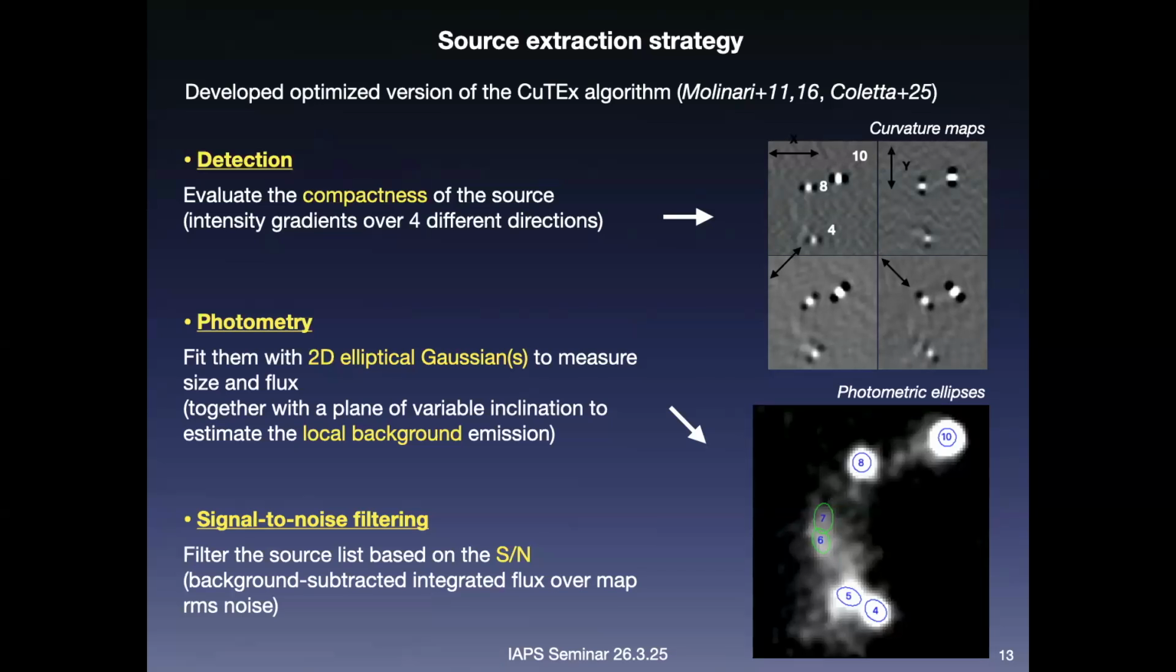Finally, we apply signal to noise filtering to obtain a more robust catalog, where we evaluate the background subtracted integrated flux of the sources with respect to the noise that we estimate from the map, to do different flux cuts on our catalog.